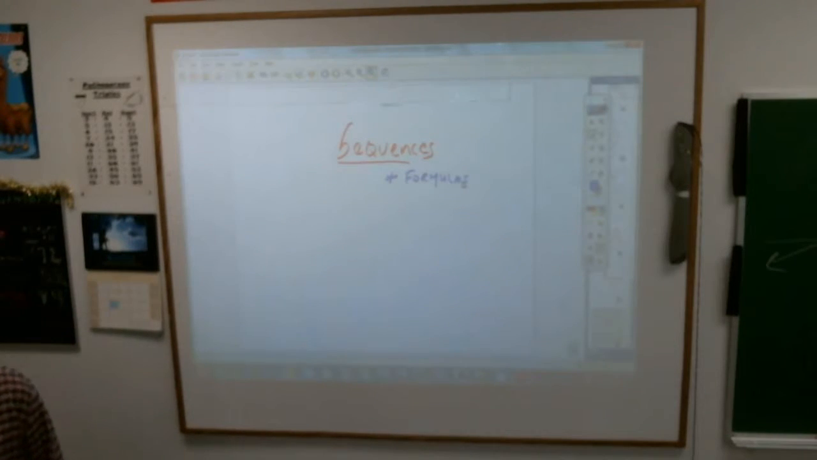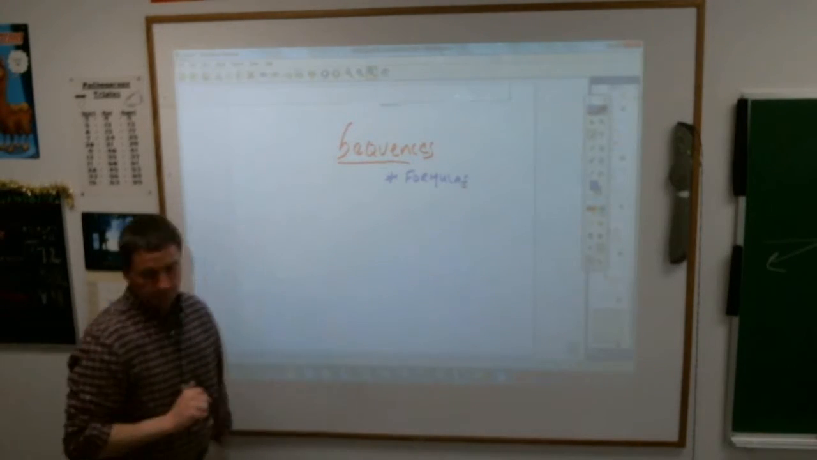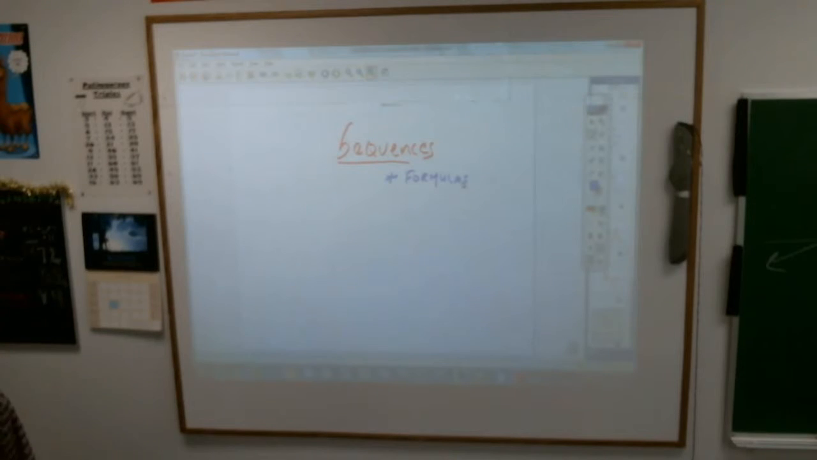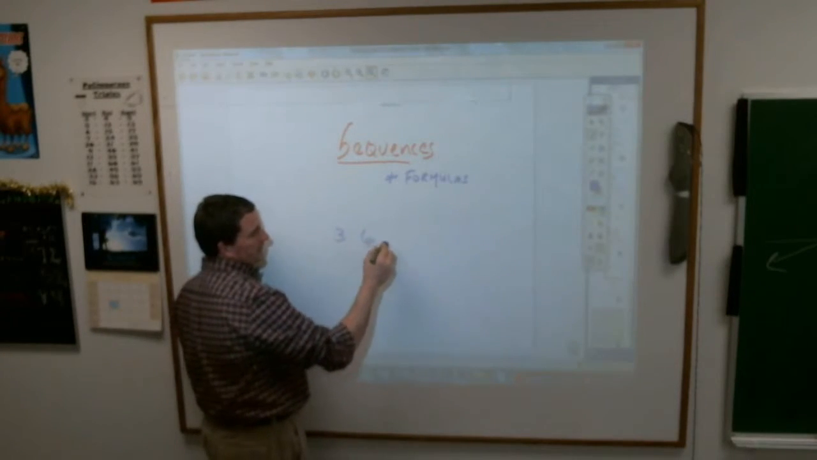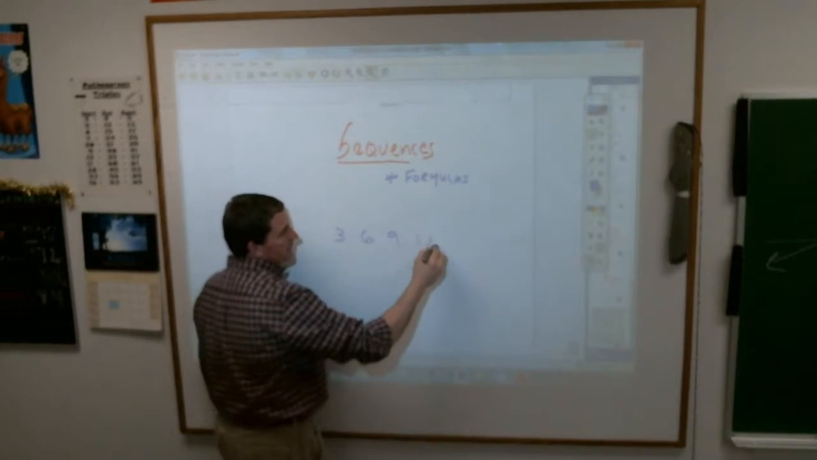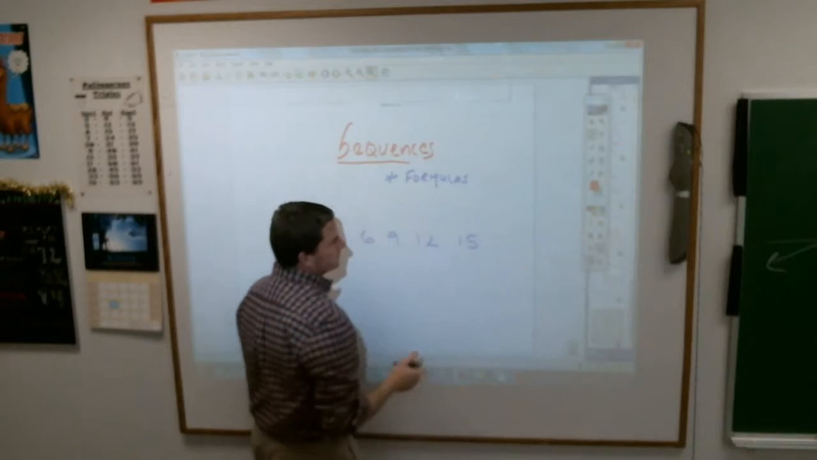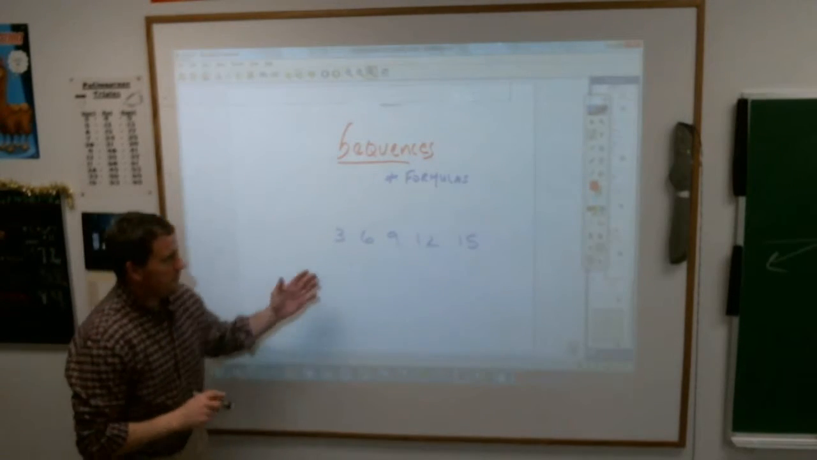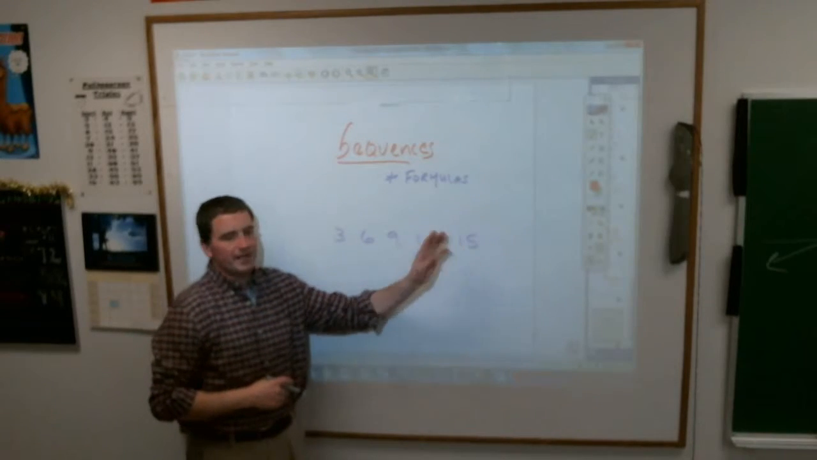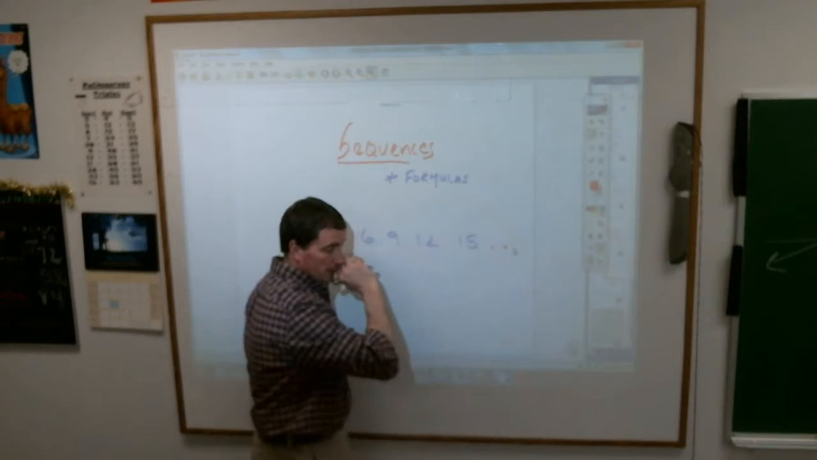And the formula of sequence. Let's say I have this sequence. I think we've talked about this before, haven't we? 3, 6, 9, 12, 15. Sequences are usually divided into terms. In other words, right here I have 1, 2, 3, 4, 5 terms right there, and they go on forever, probably. That's why it's called a sequence.